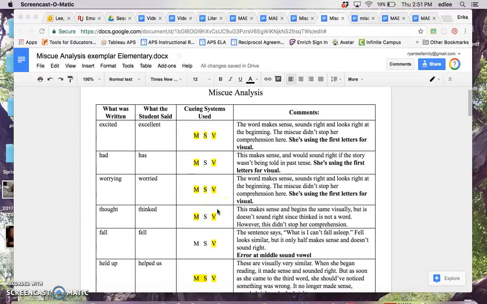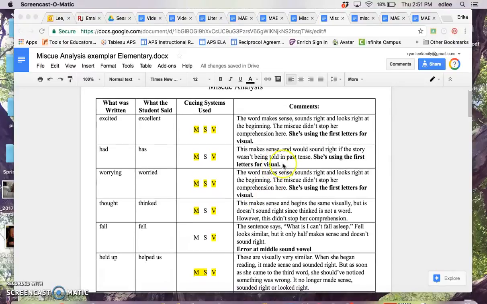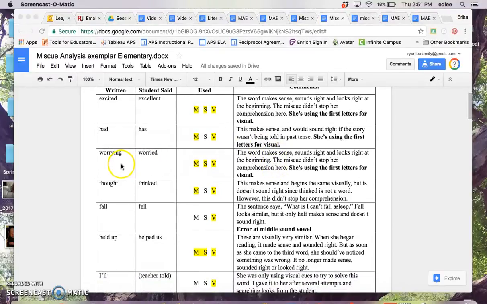As you look through the analysis for your students, you want to notice trends that students are doing. One major trend with this student with her visual cueing system when it is used is that she does not look at the whole word. You can notice here with had and has, she's using the first letters of the word in her visual cueing system, but she is ignoring the ending of the word. Same for worrying and worried. She's using the first letters, but missing the ending of the word as far as the visual system goes.